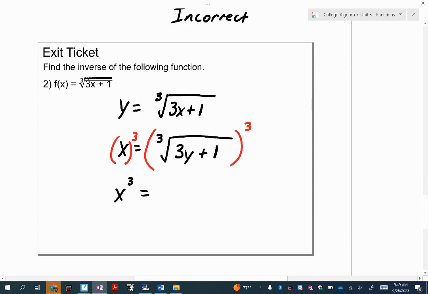When you cube the cube root, those are inverse operations, so they're going to go away. So whatever's inside that radical, which is 3y plus 1, is going to come down. So it should look like this once you cube both sides.